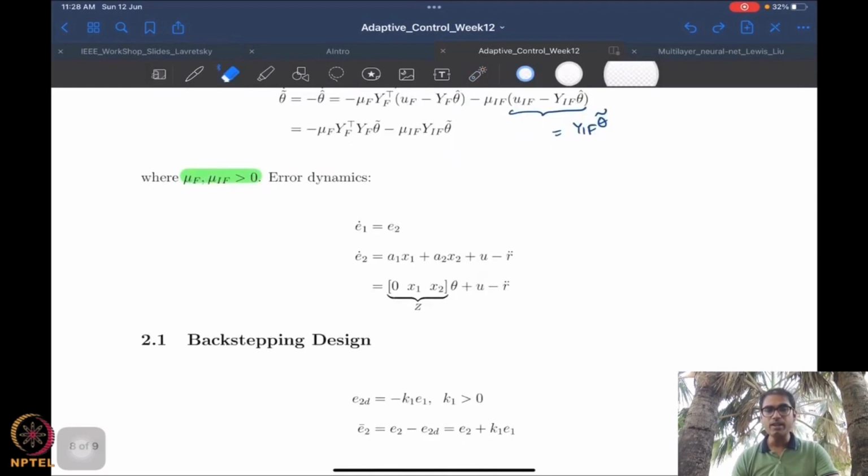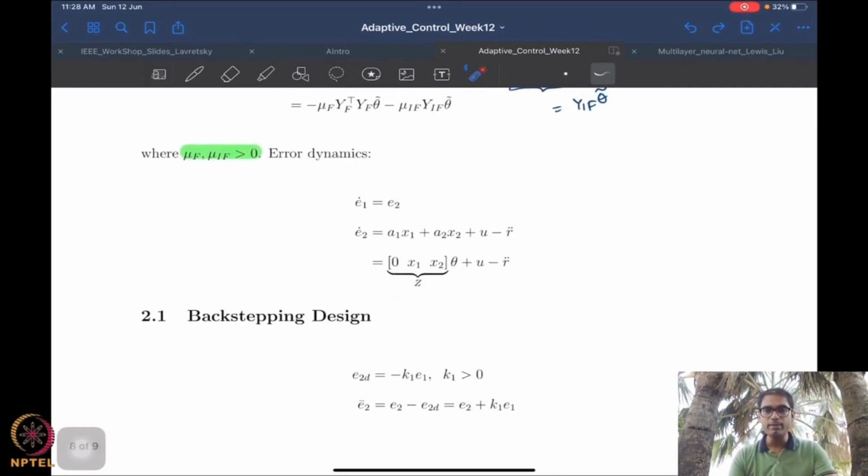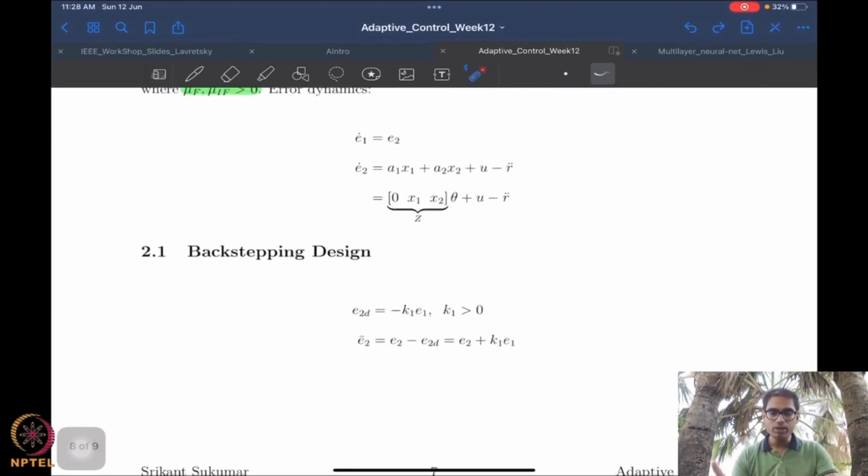We construct the error dynamics, of course, using E1 and E2, and the dynamics turns out to be E1 dot is E2, and E2 dot is Z theta plus U minus R double dot. Great. So now we start our standard backstepping design. How do we do it? We look at the first subsystem.